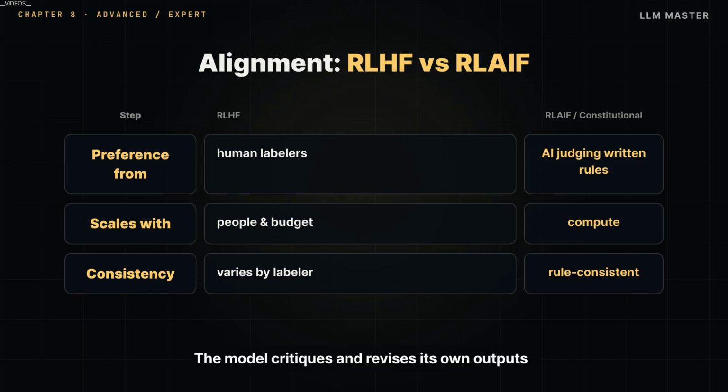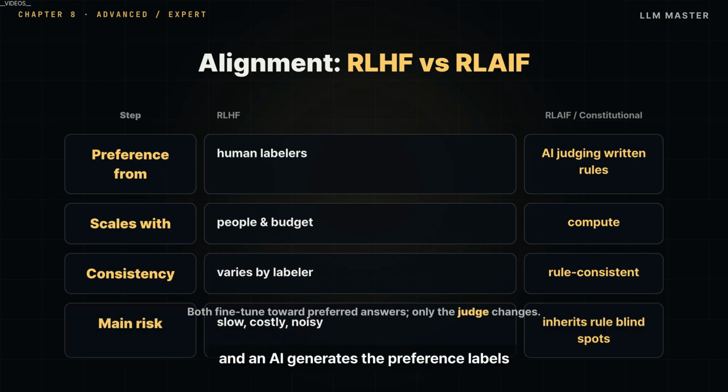The model critiques and revises its own outputs against those rules, and an AI generates the preference labels. The upside is scale and consistency. You're limited by compute, not headcount, and the rules apply the same way every time. The catch is that your alignment is only as good as your constitution. Blind spots in the rules become blind spots in the model.